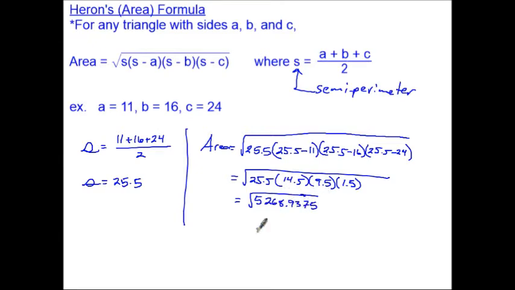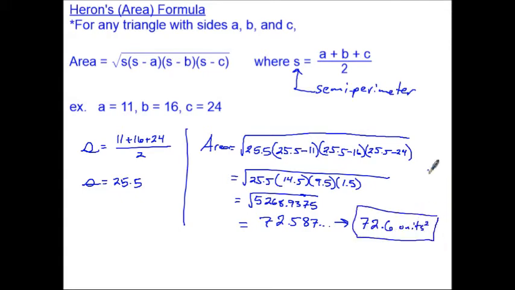Then hitting the square root button on that gives me an area of 72.587..., but again, the basic rule of rounding to the nearest tenth gives me an answer of 72.6 square units. So basically that's that formula and how I use it for area. All you need to know is all three sides, and whether or not you have a right triangle, you can use this formula and figure out the area if you needed to.